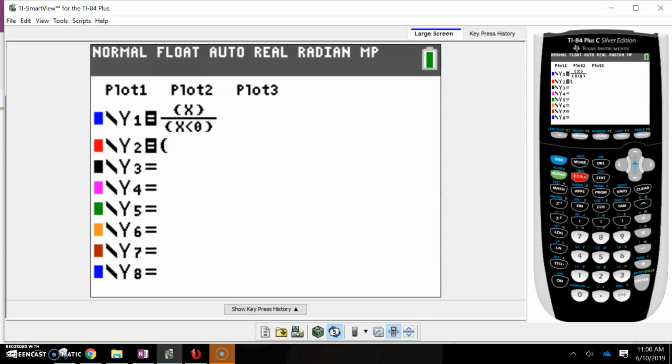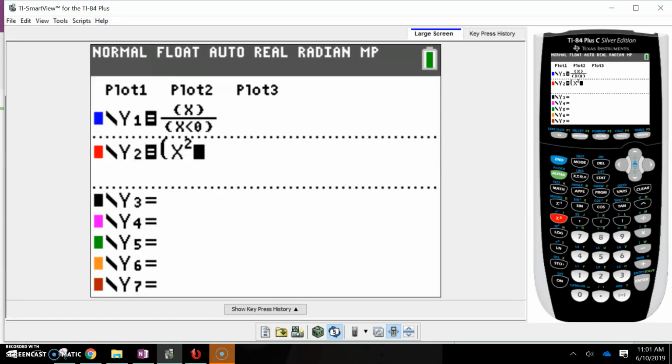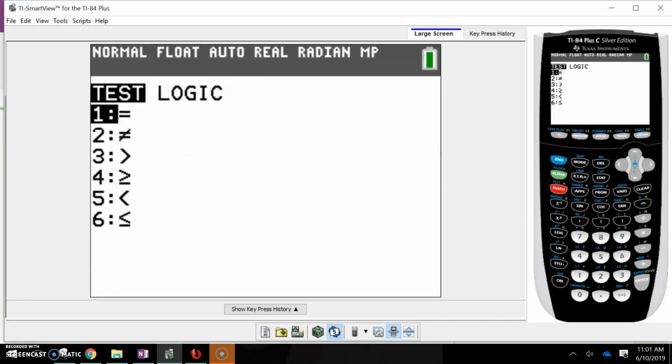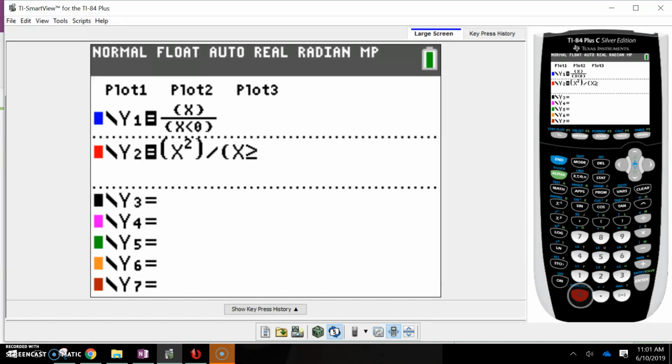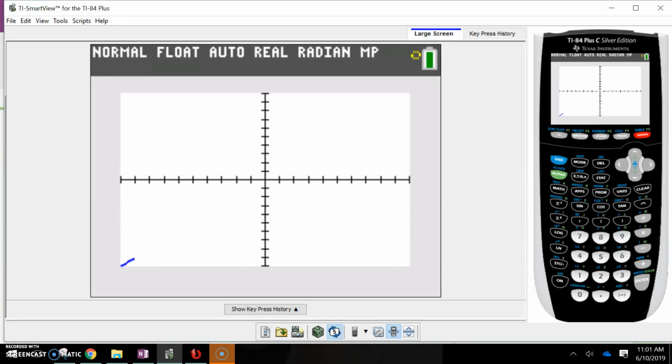So my function for the second part of my piecewise function is x squared, which I put in parentheses. Then I'm going to use the division symbol, and then in parentheses, I'm going to put x is greater than or equal to 0. So I hit second math for the test menu, and I want greater than or equal to, and then I put 0 and close the parenthesis. And now when I hit graph, I will see that I did something wrong.